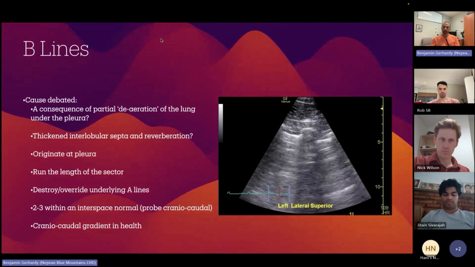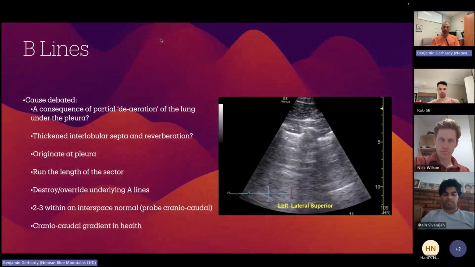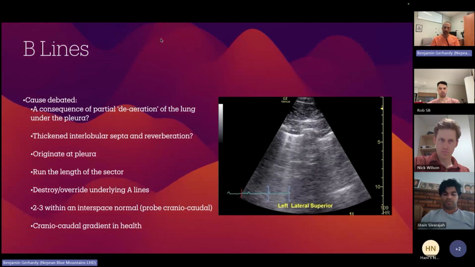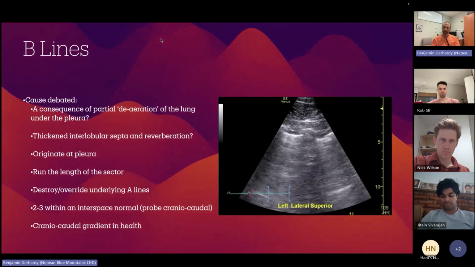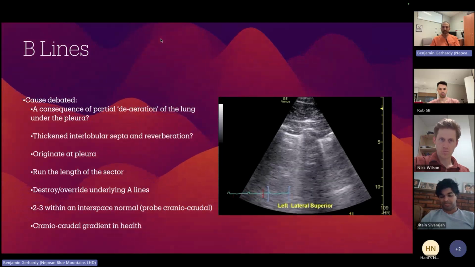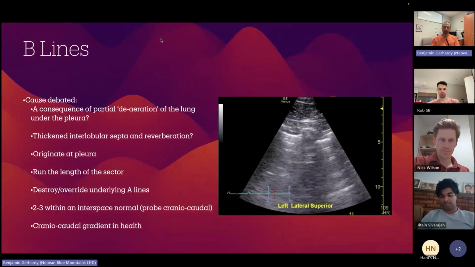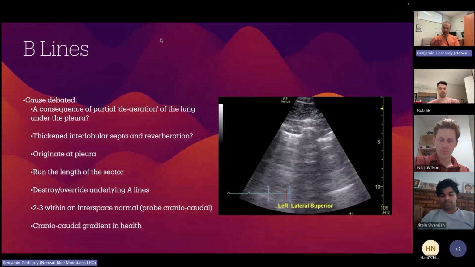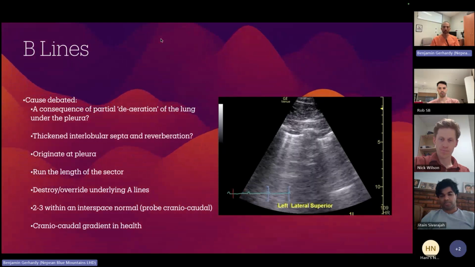So they will obliterate anything that is underneath them. A B line will come down over the top of the A line and make the A line disappear underneath it. So that is a couple of features that differentiate it from a Z line. A Z line won't obliterate an A line, it won't go all the way down, whereas a B line will.